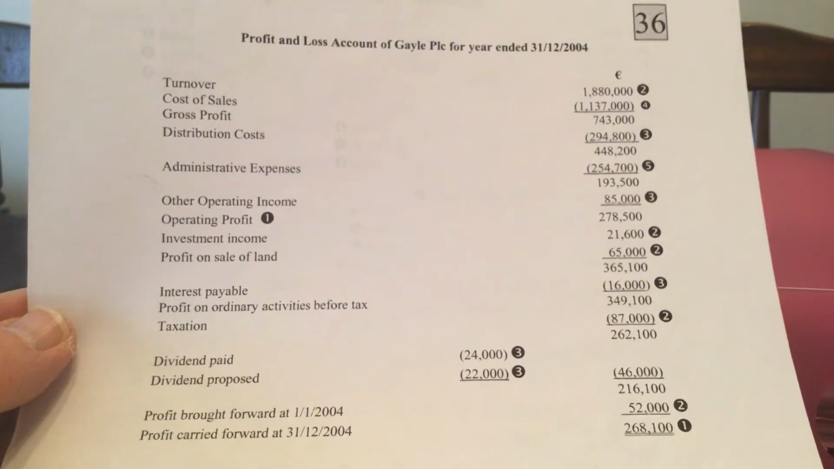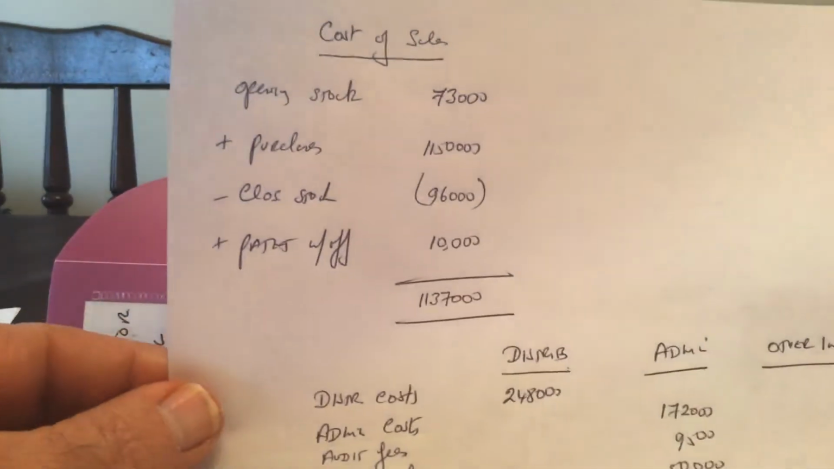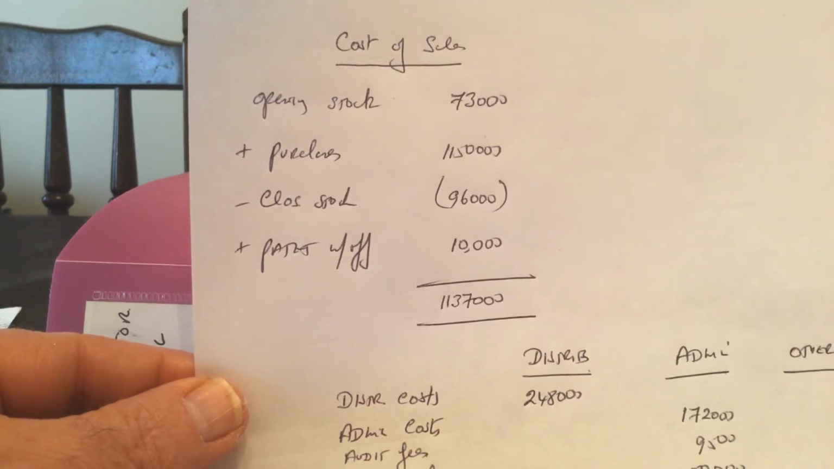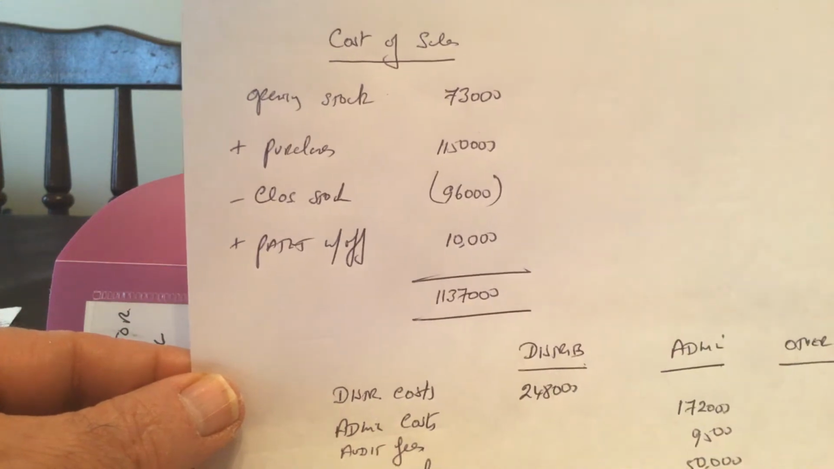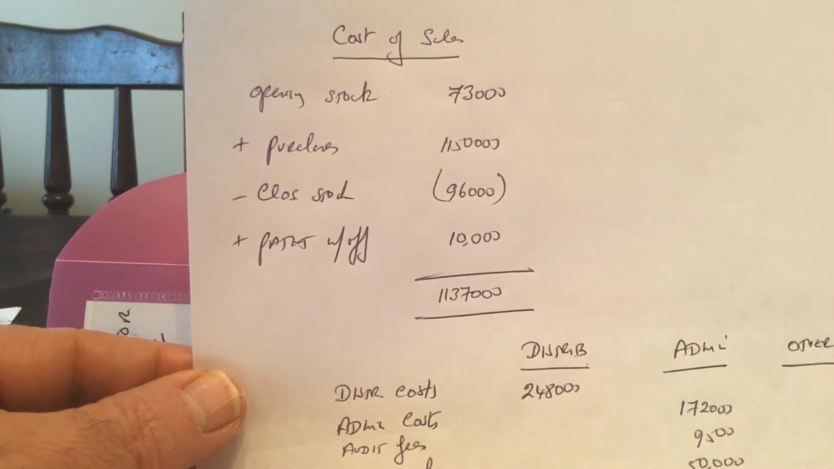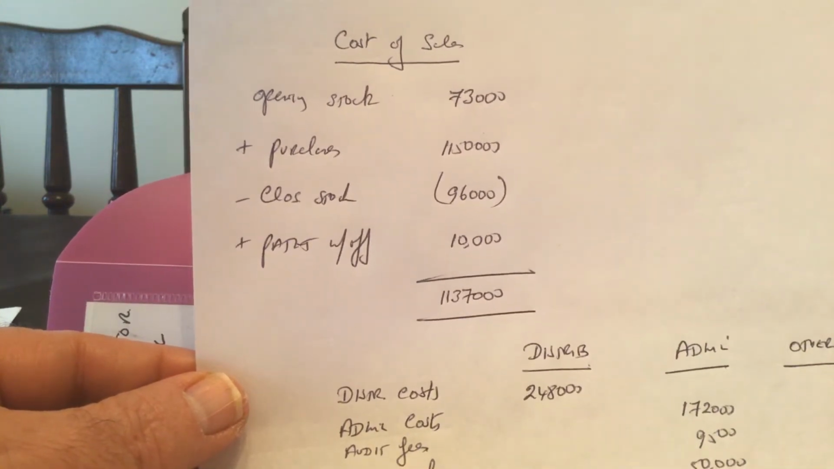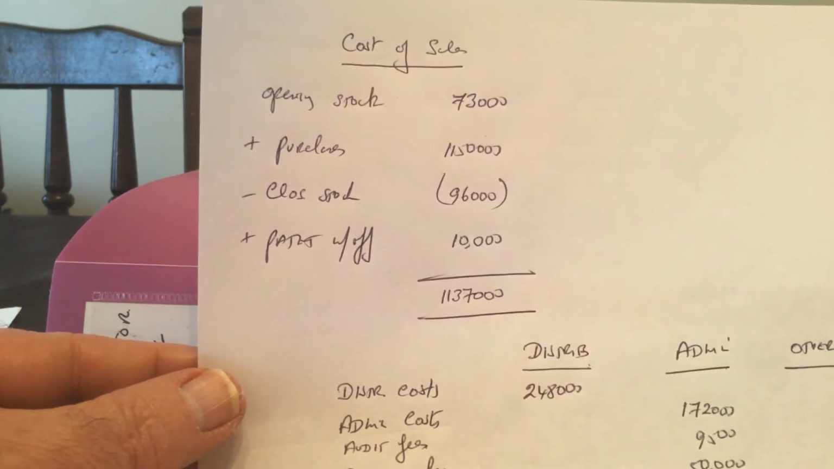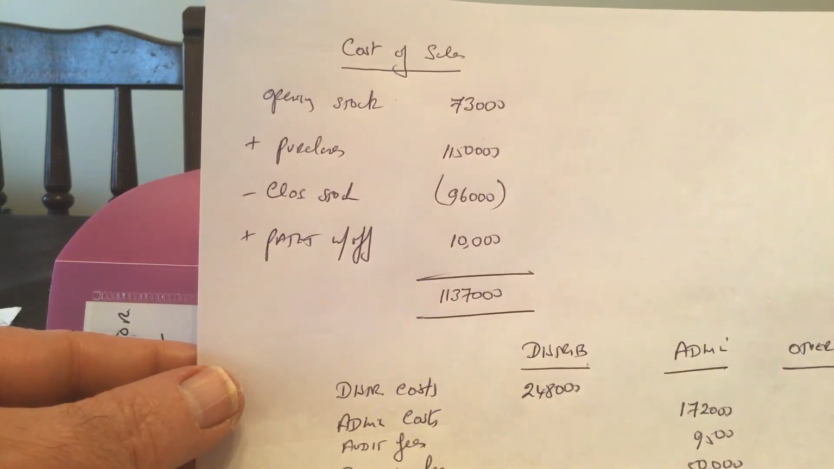We look at the cost of sales. Now, the cost of sales is made up of the following. You have your opening stock on the debit side of the original trial balance, 73,000. Tick it off. Plus purchases of 1,150,000 on the debit side. Tick it off. Minus closing stock of 96,000. You'll see that on the credit side of the adjusted trial balance. And then you plus the patent write-off of 10,000 on the debit side of the adjusted trial balance. Tick it off.